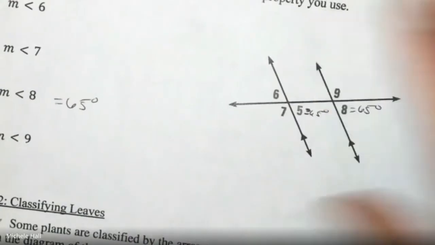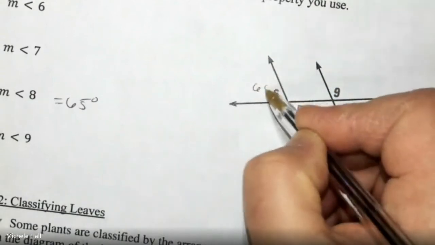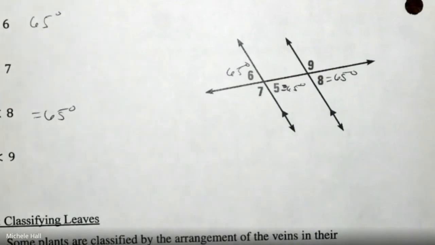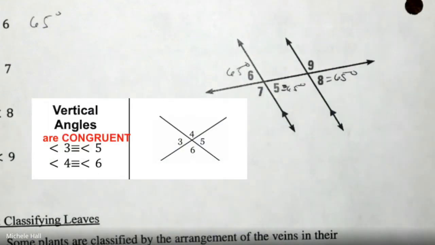And can you tell me what those are called? Just have your notes open. I want to know why angle 6 is congruent to angle 5. Why are they both 65? Boston, what's the name of them? Vertical angles. They're across from each other.